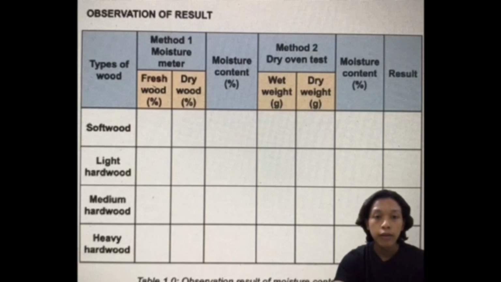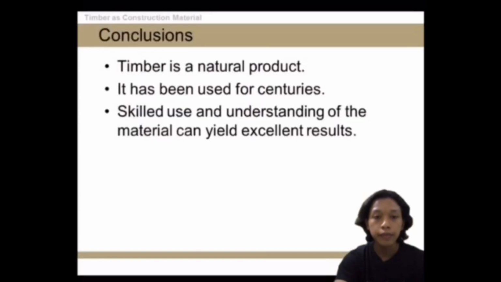And record the readings for fresh wood and dry wood for method 1, moisture meter. And also record the wet weight before putting into the oven and the dry weight after oven drying for method 2, dry oven test. Then, we must find the moisture content for each wood using the formula in the calculation.